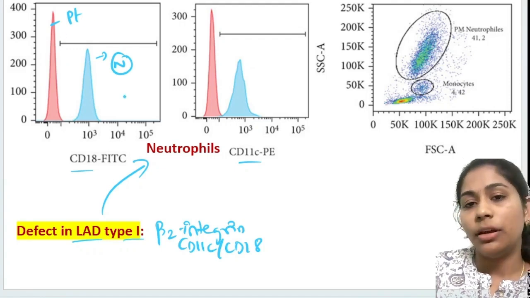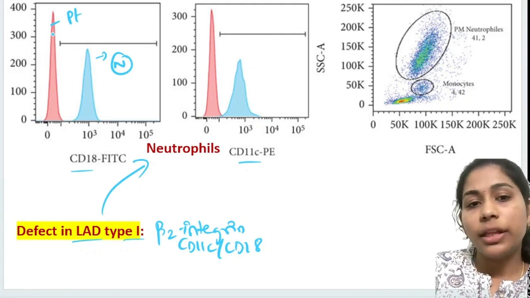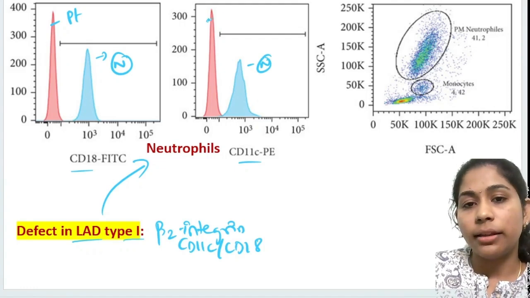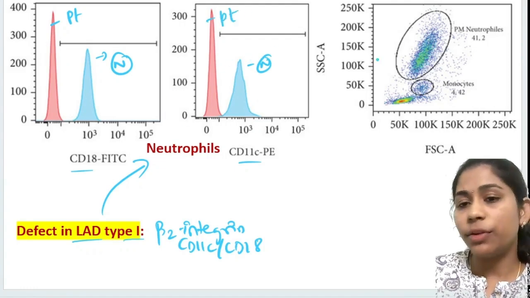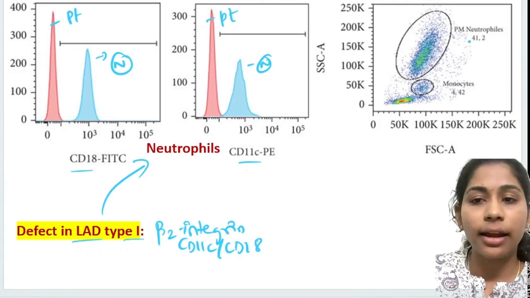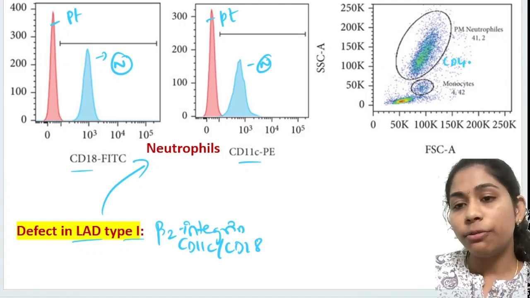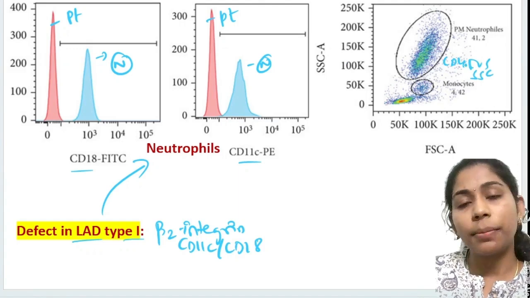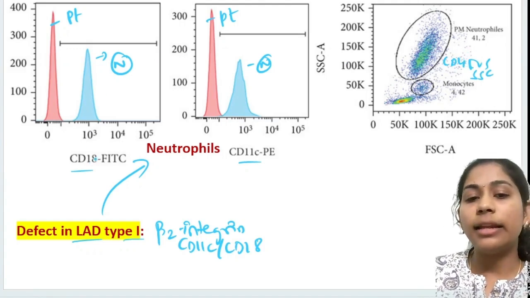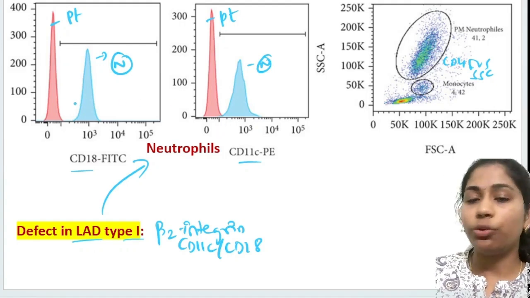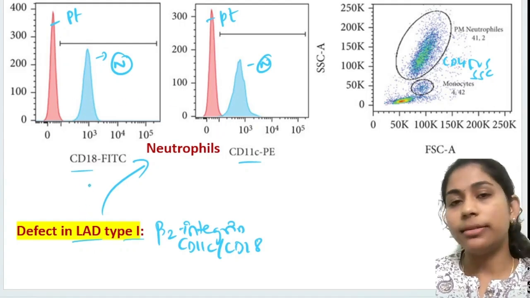LAD type 1, the expression is not there. This is the patient and this is the normal. Again, this is the normal and this is the patient. We can do gating of these neutrophils with forward scatter versus side scatter, the high side scatter ones being neutrophils, or we can use CD45 versus side scatter, where we can also separate and gate the neutrophils. Then on these neutrophils, we look at CD18 and CD11C, which will not show any fluorescence. Okay, LAD type 1 is done.